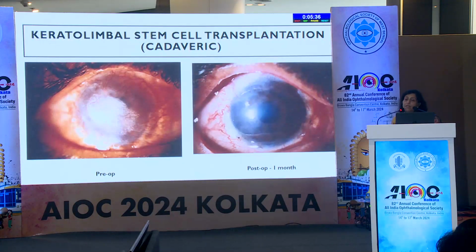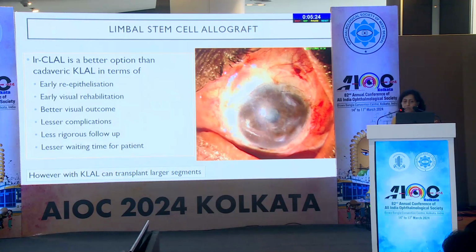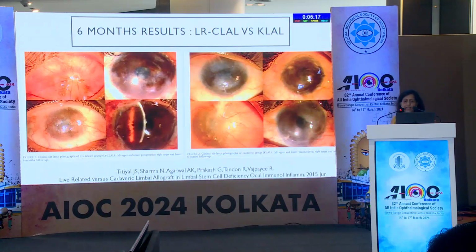And the variation has been said that if the condition is so bad, initially you do this, and when it improves to some extent, then the further step can be topped up with a sledge procedure. This is an example. Sometimes you get excellent results and sometimes not so. So this is the limbal stem cell allograft. As you can see, the pictures are quite encouraging.